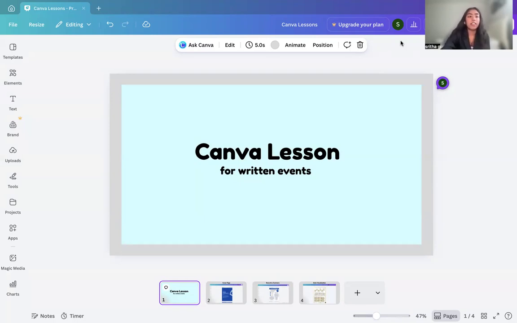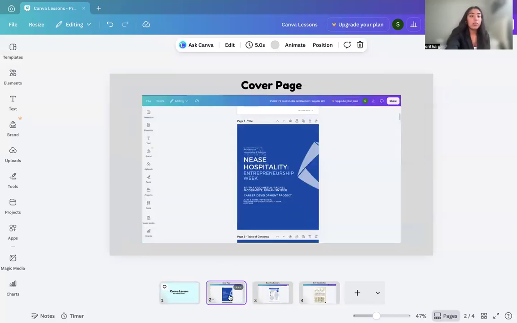Throughout all of those projects, Canva was one of the tools I used most to make my papers look professional and easy to follow. So today I'll walk you through some of the ways you can use Canva to improve your own written events. Let's start with the cover page.